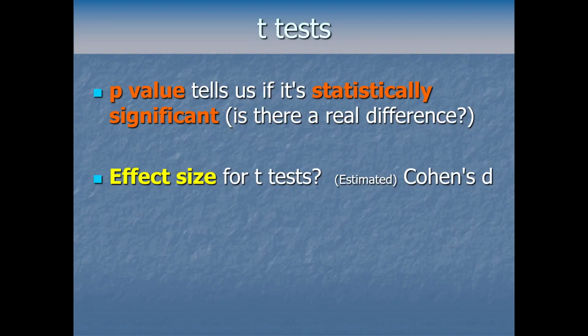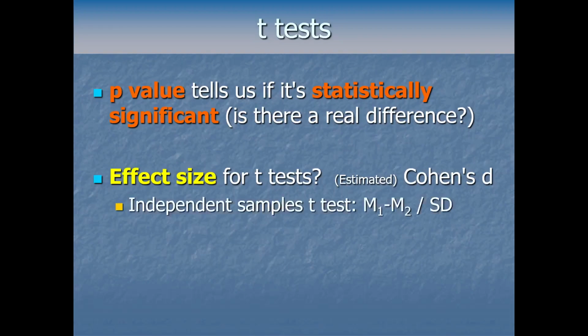So when you report your p-value on a t-test, you would also want to report effect size. And for any t-test, we would usually report a Cohen's d value. Specifically, it's an estimated Cohen's d since it's based on our sample data, and we're using it to estimate our best guess of what the whole population's effect size is.